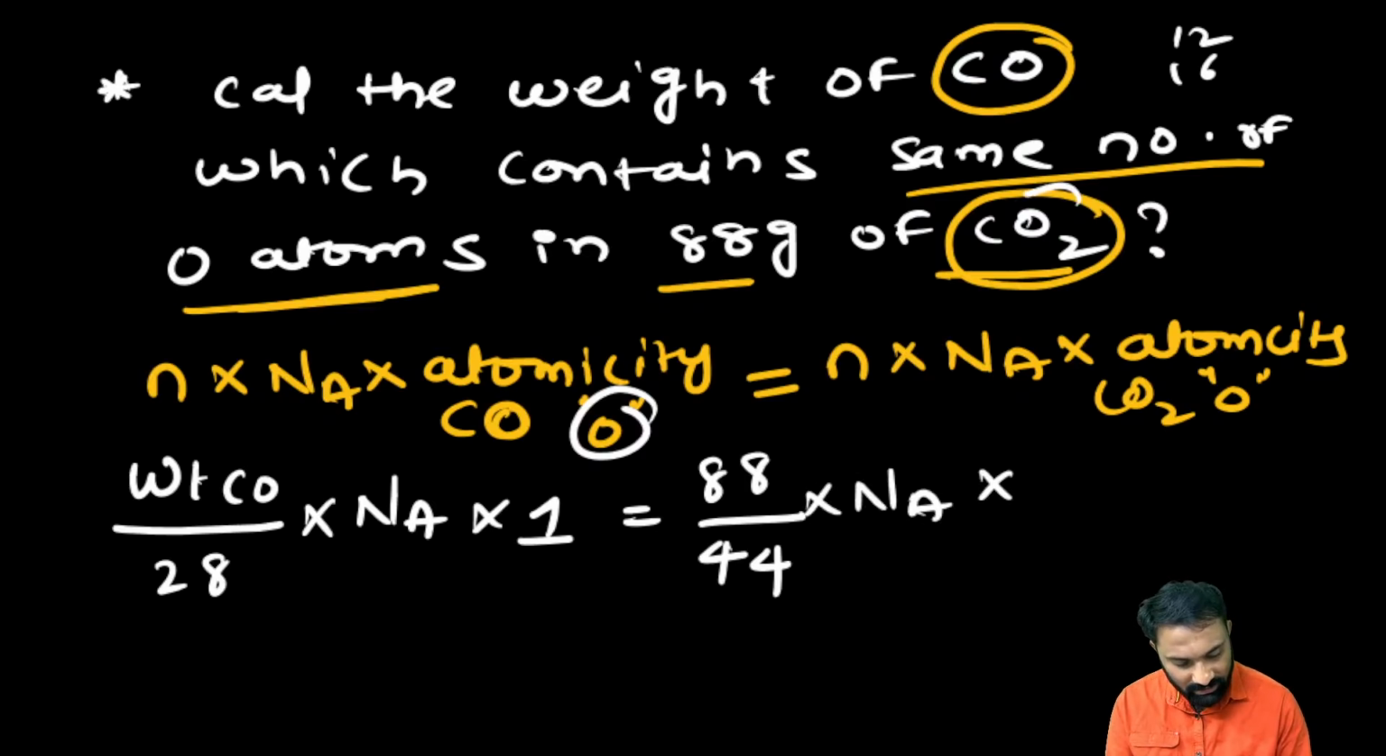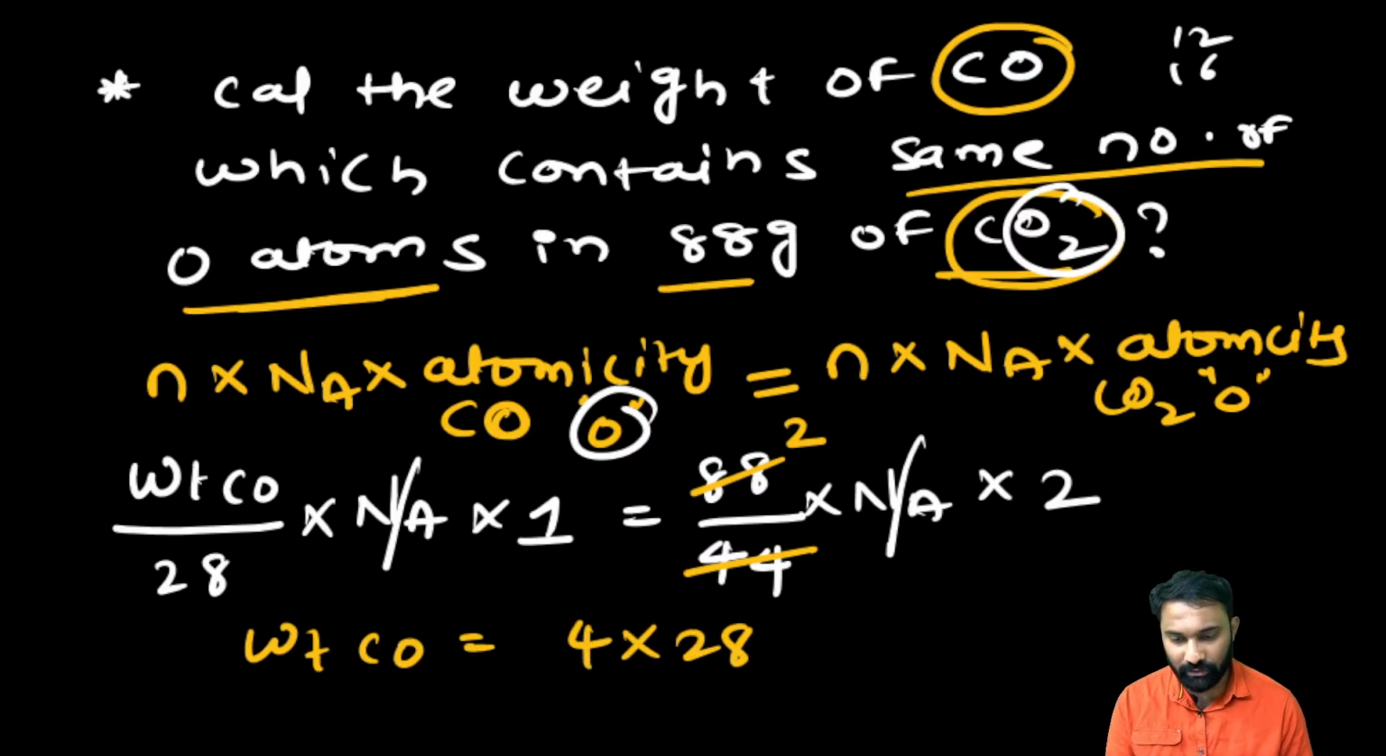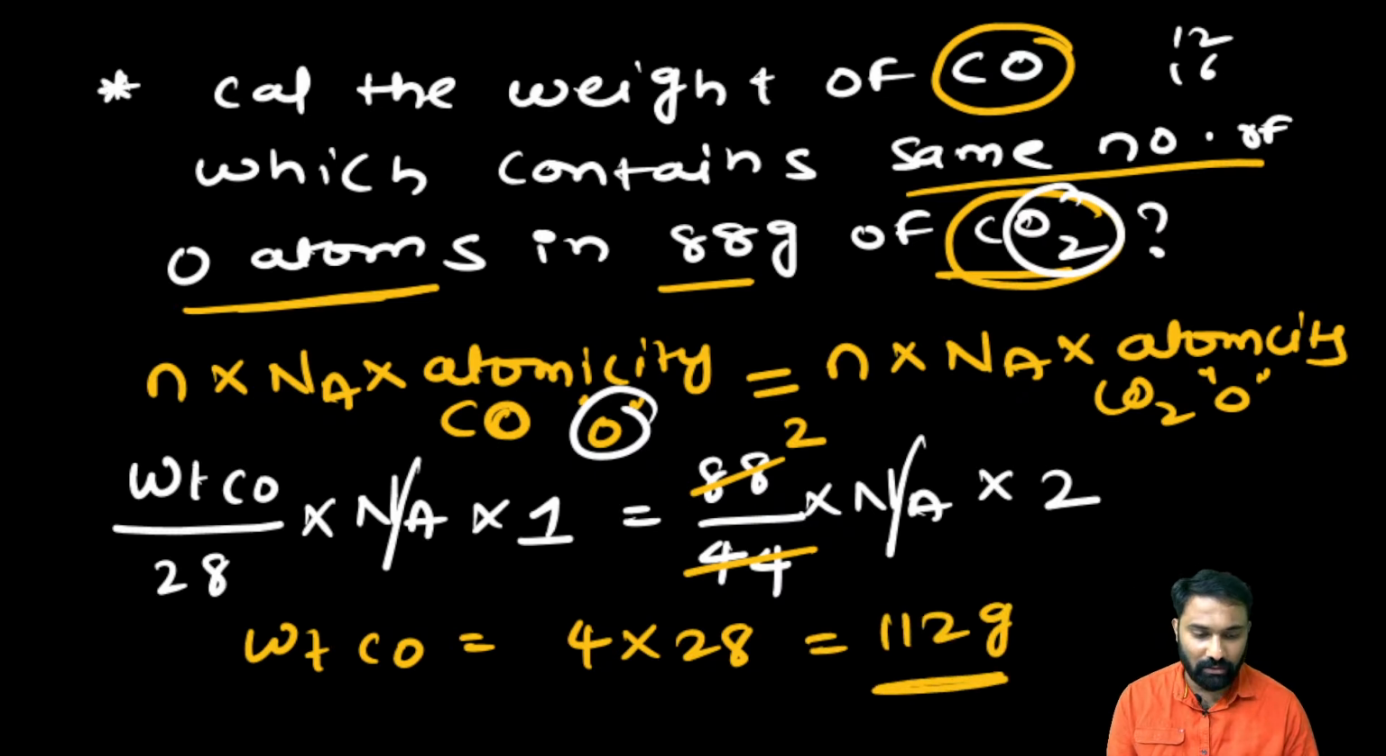Now atomicity of oxygen in the CO2 is 2, right? Here the Na gets cancelled. Now here the 88 and here it is 44. It is 2. 2 into 2 will become 4, right? 4 into 28. So weight of CO is equal to 4 into 28, which gives approximately 112 grams. That's it. I hope it is clear for you. Or do you still have any confusion?